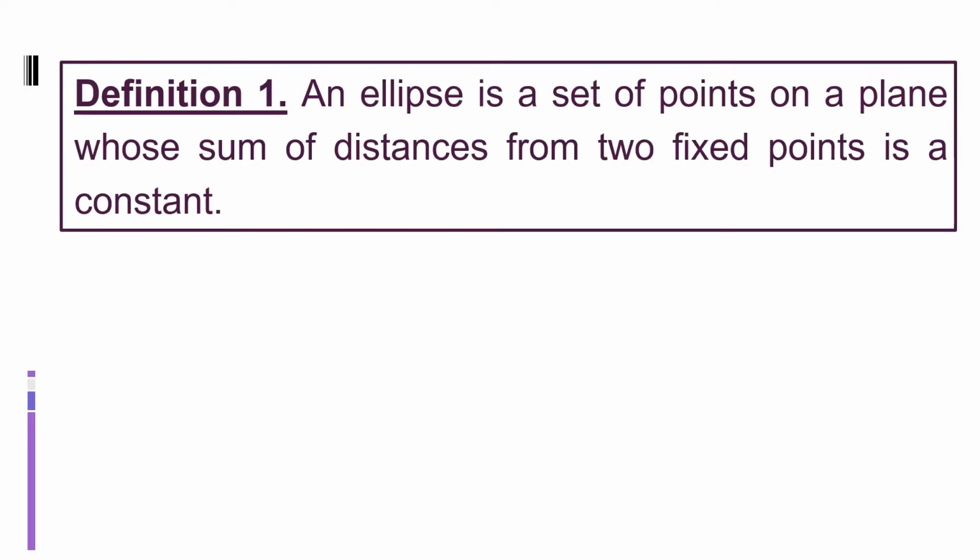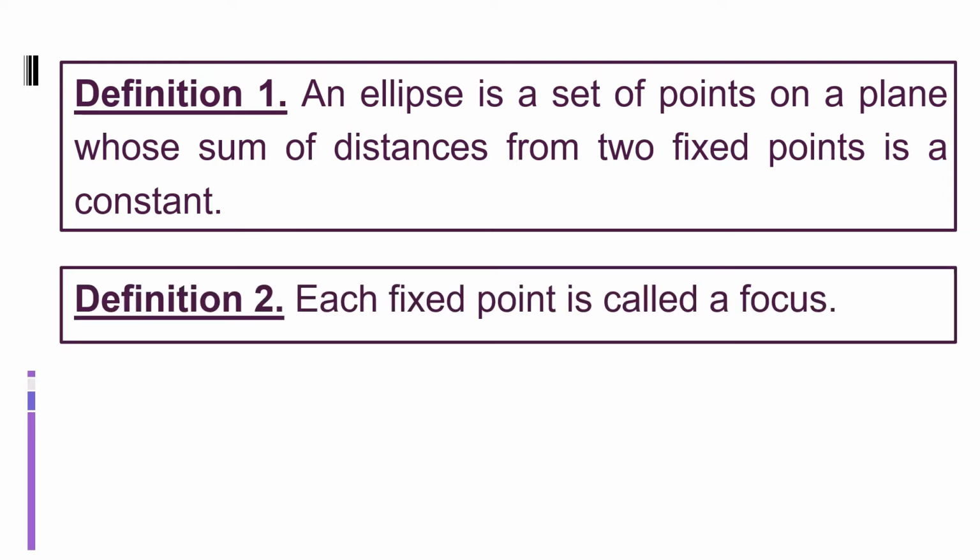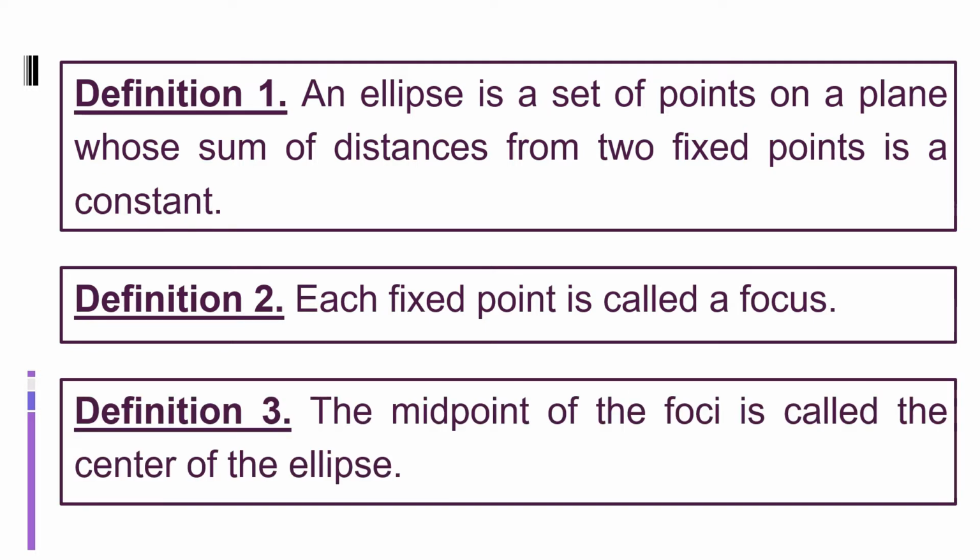To formally define what an ellipse is, it is a set of points on a plane whose sum of distances from two fixed points is a constant. And these fixed points are called the foci. And the midpoint of these foci is called the center of the ellipse.